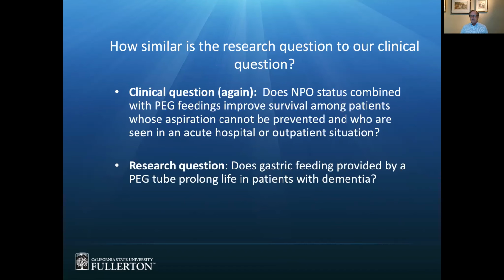Okay, so now let's look at the research question versus the clinical question. I'm going back to that slide and just ticking through those, I think, 5 bullet points. My clinical question, I'm just giving it to you again: does NPO status combined with PEG feedings improve survival among patients whose aspiration cannot be prevented and who are seen in an acute hospital or outpatient situation? And when I say cannot be prevented, I mean it's chronic. It's probably not going to go away. Versus the research question asked in that particular Murphy and Lipman study: does gastric feeding provided by PEG tube prolong life in patients with dementia?